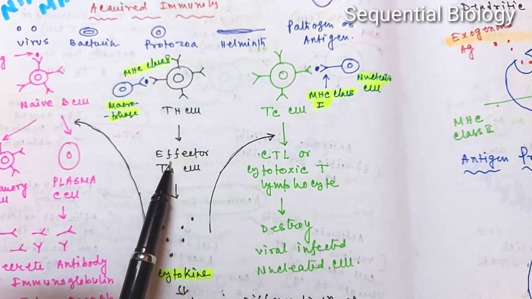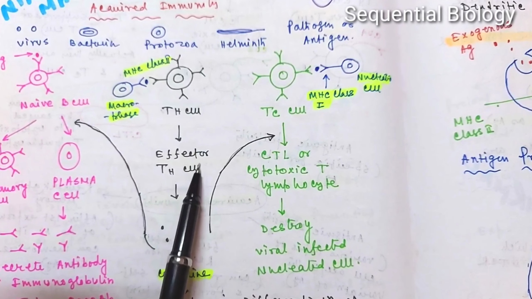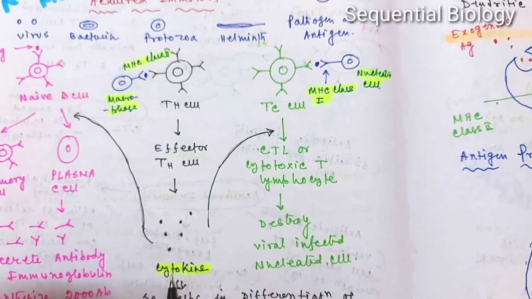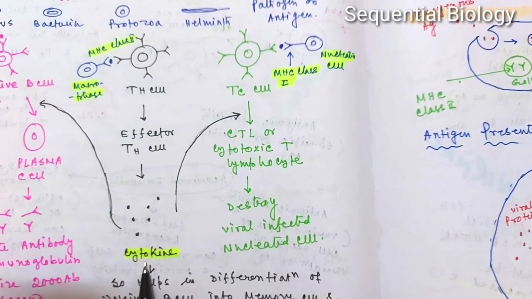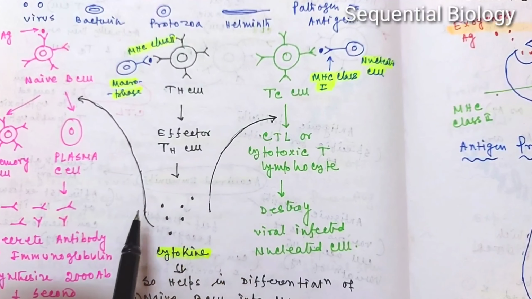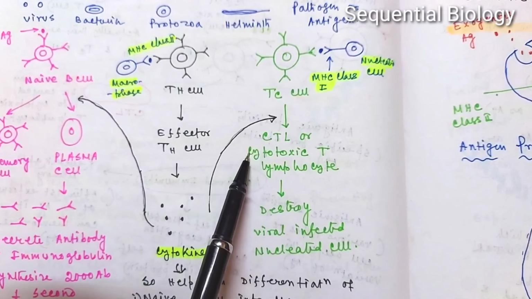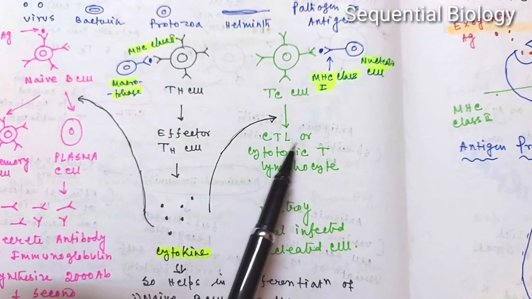Okay, now when this helper T cell receptor recognizes the processed antigen through MHC class II molecule, it will be differentiated into effector helper T cell, and this effector helper T cell causes the secretion of a special kind of chemical which is known as cytokine. Cytokine acts in 2 lines. Okay, so this will activate the humoral immunity, and also this will activate the cell mediated immunity.